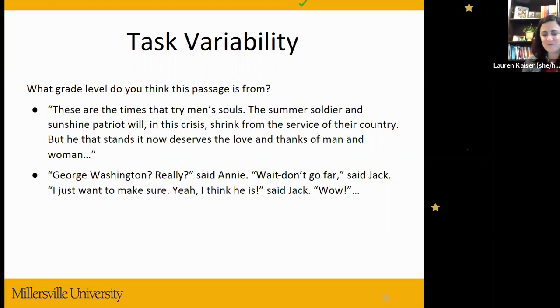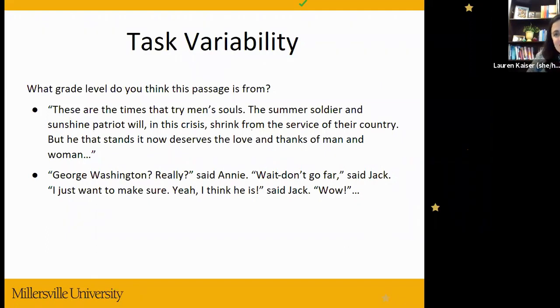Okay, we got someone says maybe 8th. So fourth and fifth, 8th. Yeah, that first passage, maybe, really you're thinking maybe high level. The second passage, what do you think about that one? Eight for both, maybe second.